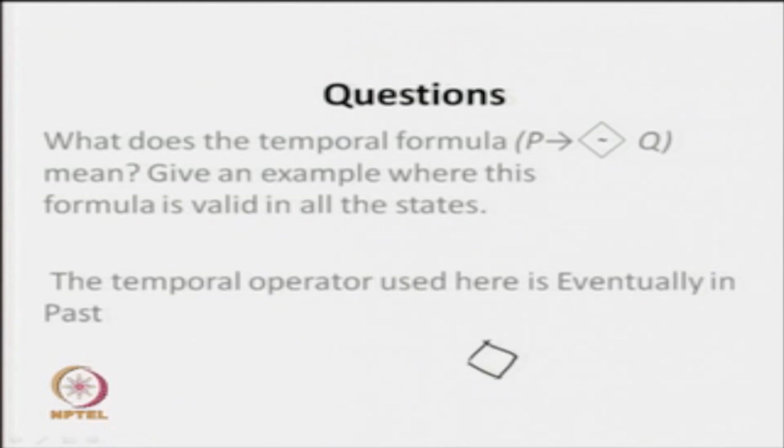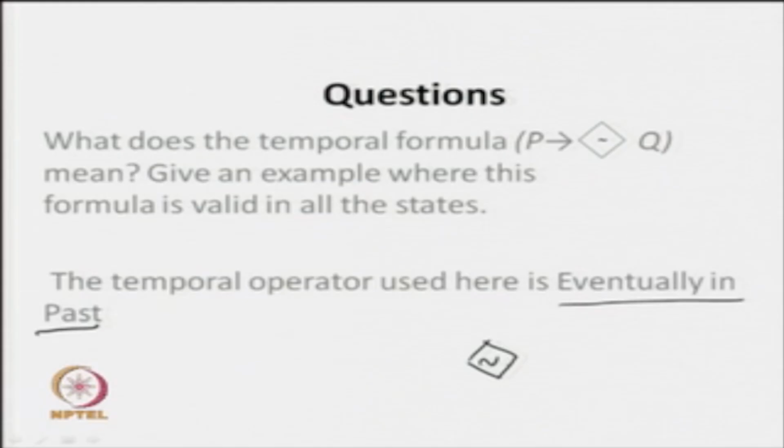I think you can very well identify. This symbol means basically eventually in past. Okay. So, diamond is future. If I write tilde in diamond, then we say that this is eventually in past. So, we are going to look for whether eventually in past q holds or not, if p implies eventually in past q. So, it says what does this temporal formula p implies eventually in past q mean? That means we are going to say that if p is true, whether eventually in the past q was true or not. So, give an example where this formula is valid in all the states.